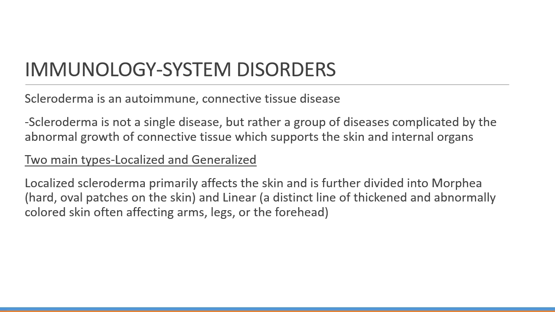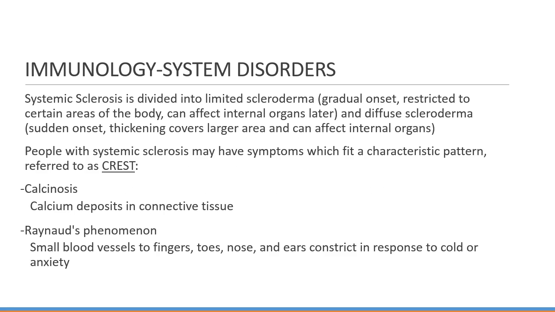Localized scleroderma primarily affects the skin, and it's further divided into morphea, which is hard oval patches on the skin, and linear, which is a distinct line of thickened and abnormally colored skin, often affecting the arms, the legs, or the forehead. Systemic sclerosis is divided into limited scleroderma, which has a gradual onset and is restricted to certain areas of the body, which can eventually lead to problems with the internal organs, and diffuse scleroderma, which has a sudden onset, with thickening that covers larger areas, and it can immediately affect internal organs.